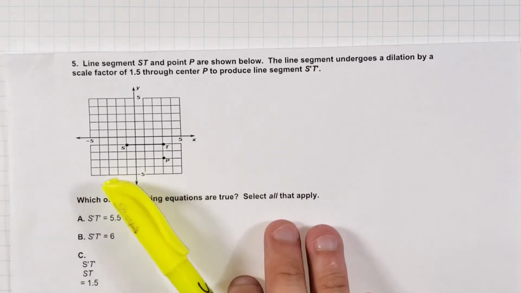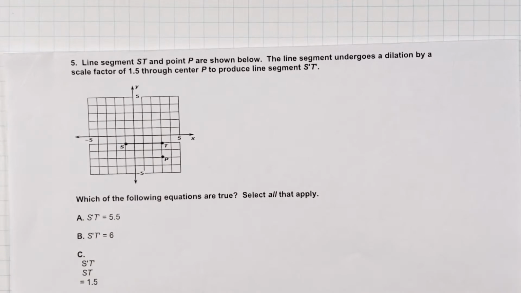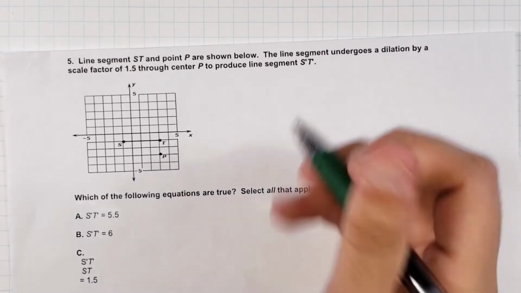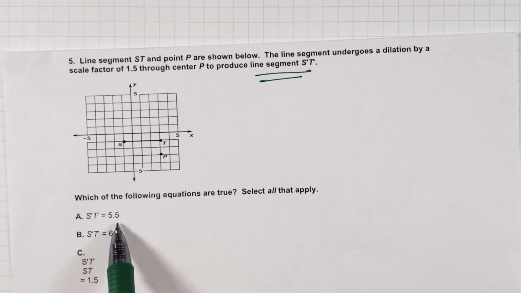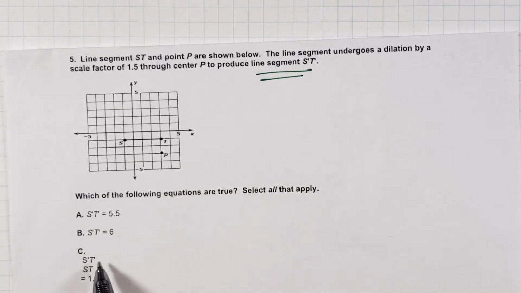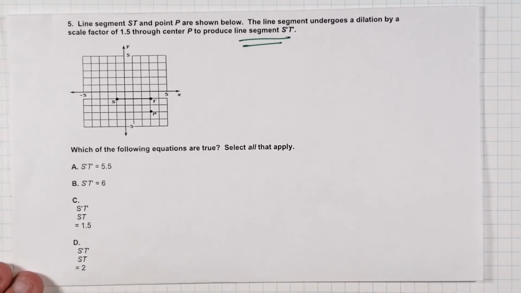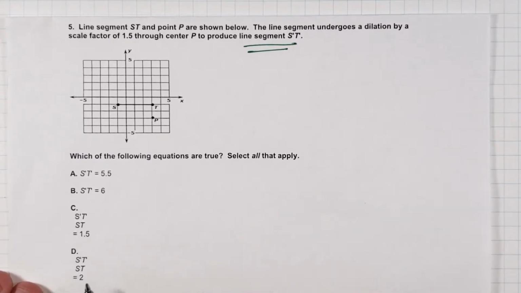It says, line segment ST and point P are shown below. The line segment undergoes a dilation by a scale factor of 1.5 through center P to produce line segment S prime T prime. So we know this line is undergoing a dilation that's larger than 1. That means it's going to increase in size. What I would do next is look at the options I have. I can choose that this new line segment, S prime T prime, is going to be 5.5 in length or 6 in length. And I also have the option to choose that S prime T prime over ST is equal to 2 or equal to 1.5.